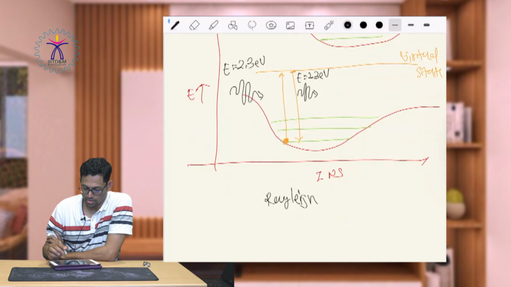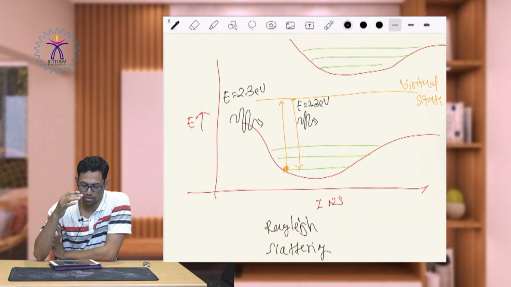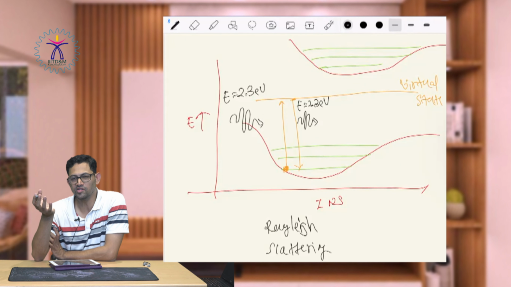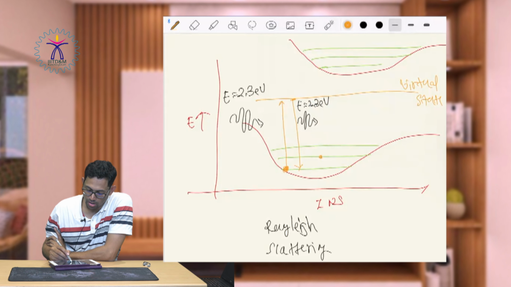This phenomenon is known as Rayleigh scattering, where the electrons go from the ground state to a higher state, and this higher state is nothing but a virtual state. So it goes from the ground state to the virtual state, and then jumps back from the virtual state to the ground state. Now there could be other variants of what could happen. For example, the electron in the level just one above the ground vibrational level can also jump, and it will come back to the ground state.